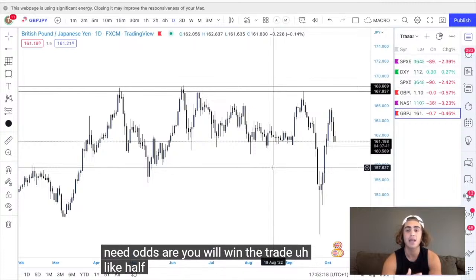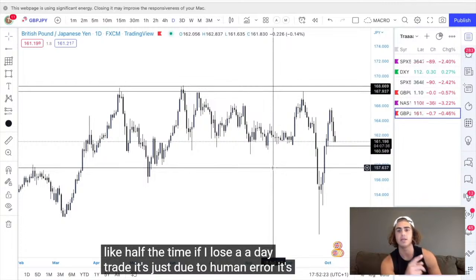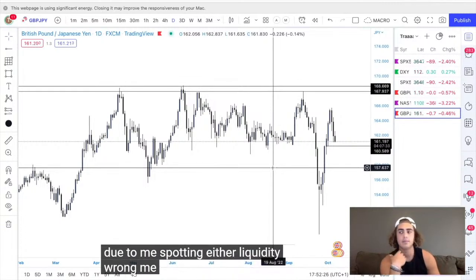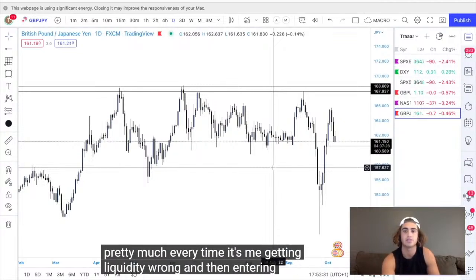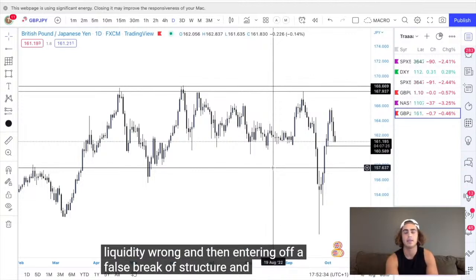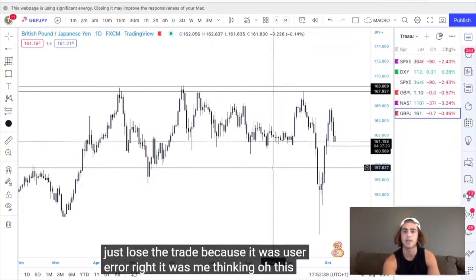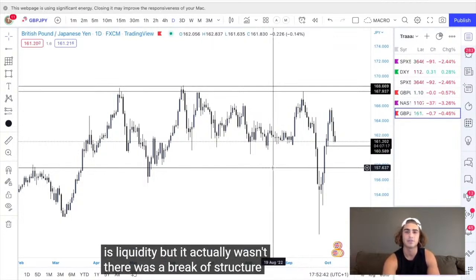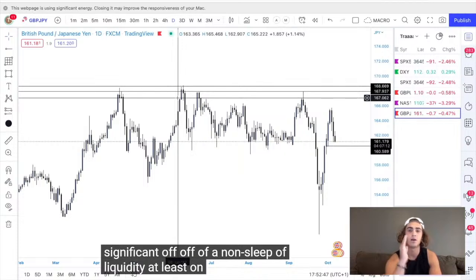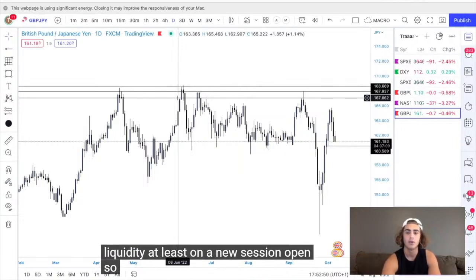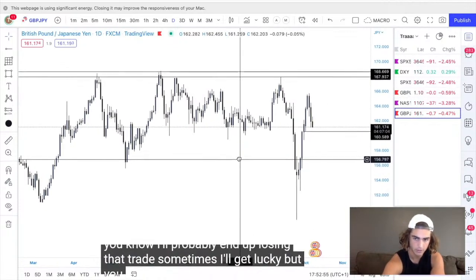Like half the time, if I lose a day trade, it's just due to human error. It's due to me spotting liquidity wrong. That's honestly what it is pretty much every time. It's me getting liquidity wrong and then entering off a false break of structure, and then I'll lose the trade because it was user error, right? It was me thinking, oh, this is liquidity, but it actually wasn't. There was a break of structure, and break of structures aren't too significant off of a non-sweep of liquidity, at least on a new session open. So I'll probably end up losing that trade. Sometimes I'll get lucky, but you know what I'm saying?